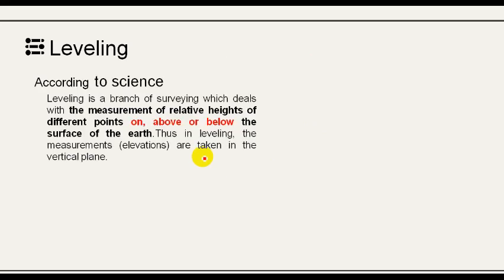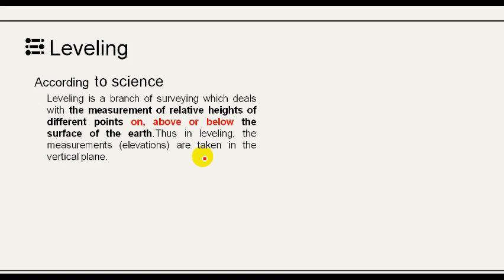But before that, we need to first define what is leveling. So according to science, leveling is a branch of surveying which deals with the measurements of relative heights of different points on, above, or below the Earth's surface. Thus, in leveling, the measurements are taken in a vertical plane or in the z-axis.